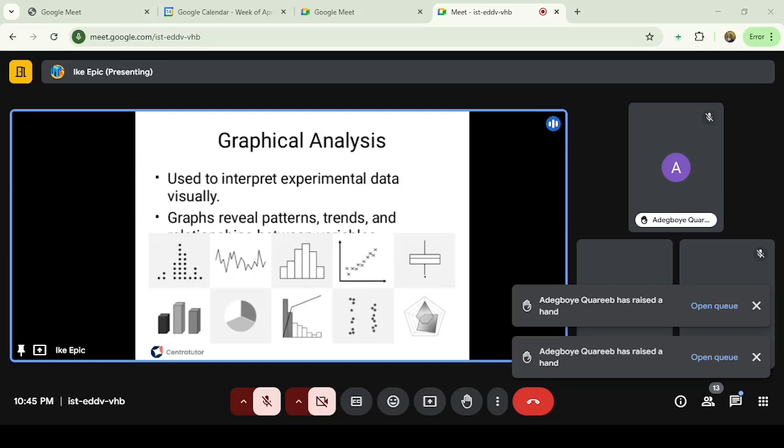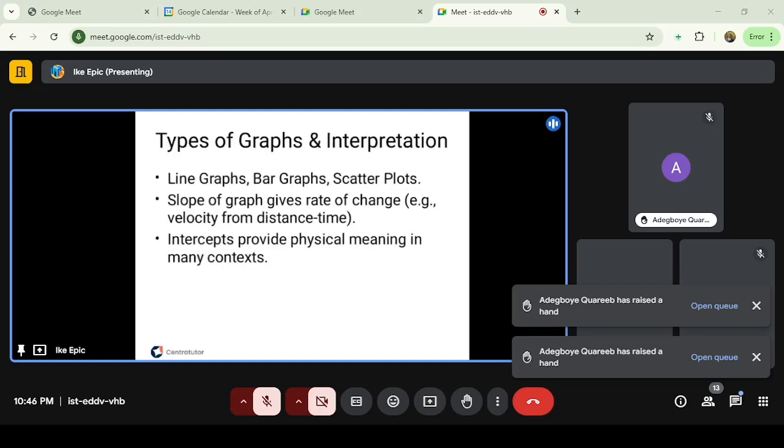For basic physics, what we mostly see is just the line graph, where they will give you parameters and tell you to find the line of best fit or find the slope or find the intercept. Usually these types of analysis are called graphical analysis, where you use pie charts or different forms of charts to analyze readings. So there are different types of graphs. We have line graph, bar graph, scatter plots, and so on.